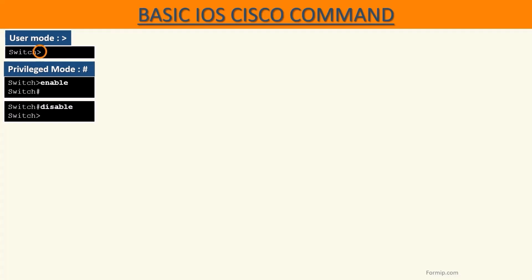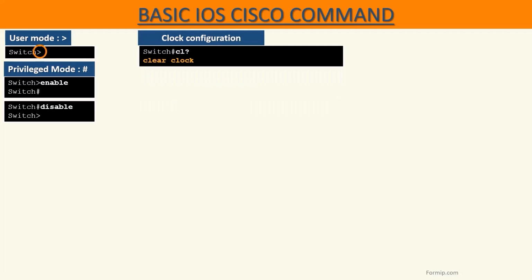We'll start by setting the time on the switch. Each time you type the start of a command, you can use the question mark to show all the commands that start with this one and that you can use. In this example, when I type CL plus question mark, the CLI offers me two commands, clear and clock. As we want to set up the clock, we will instead use the clock command.